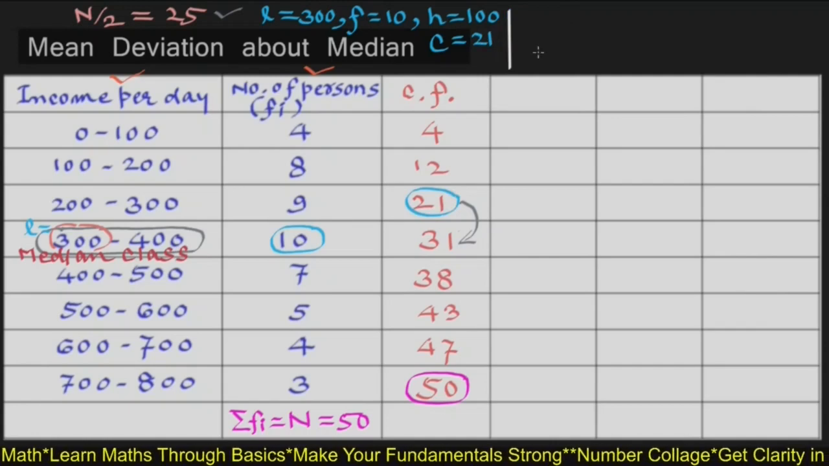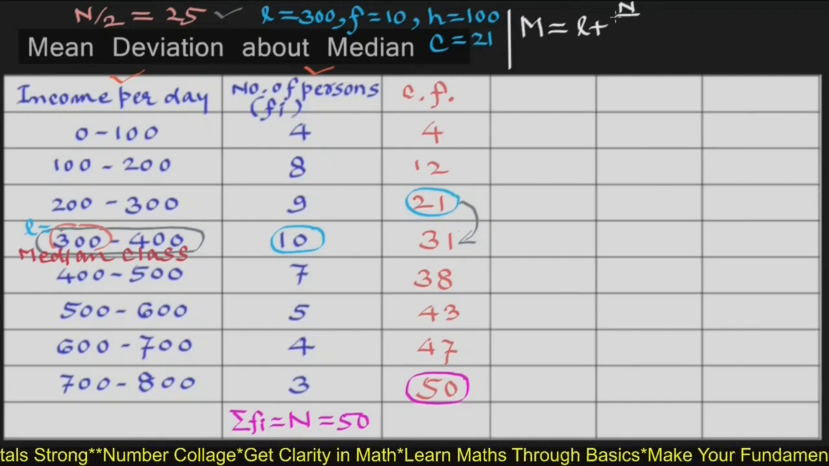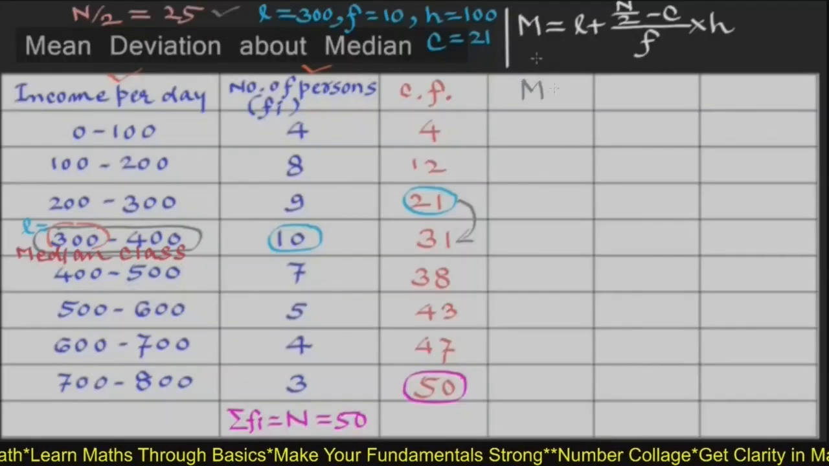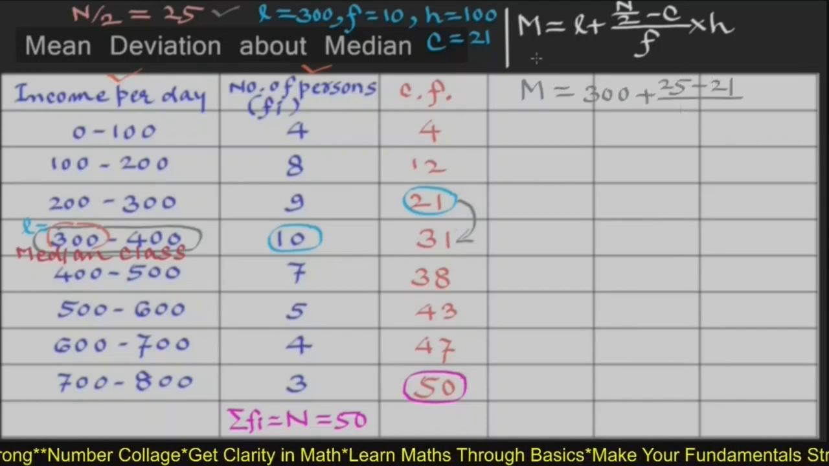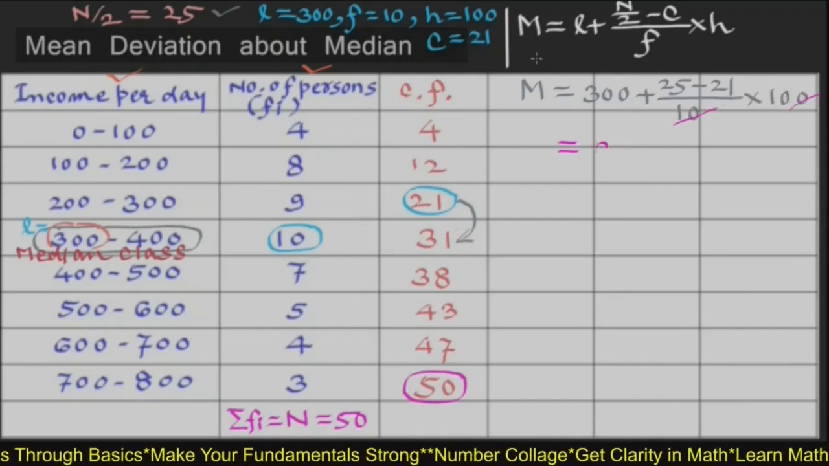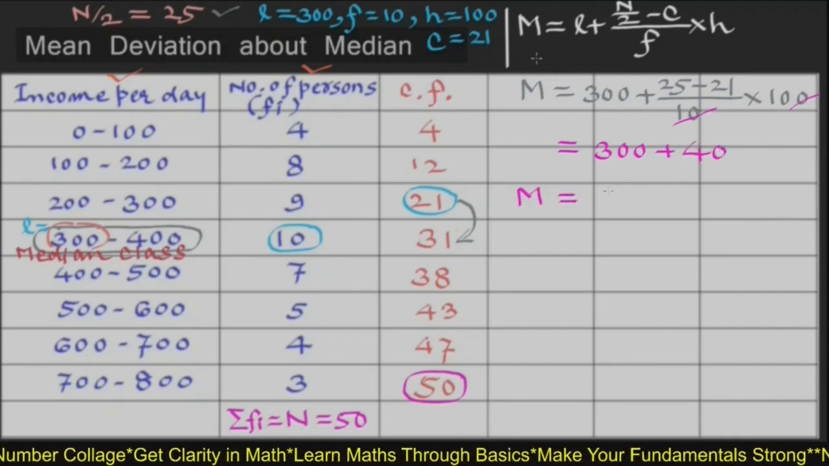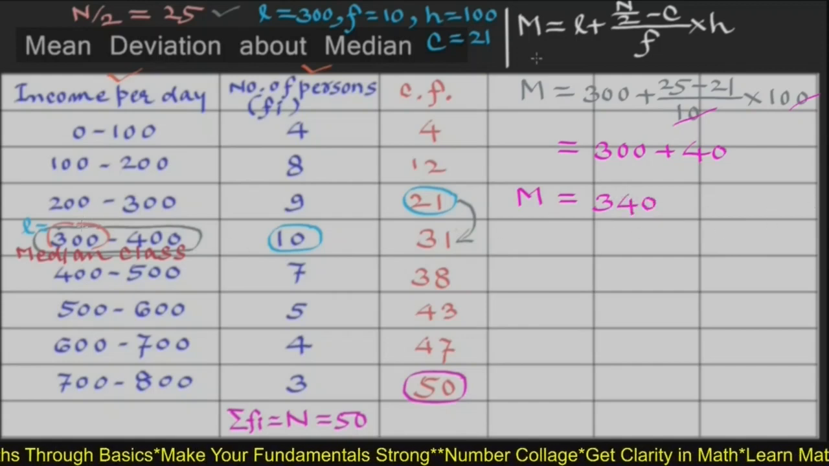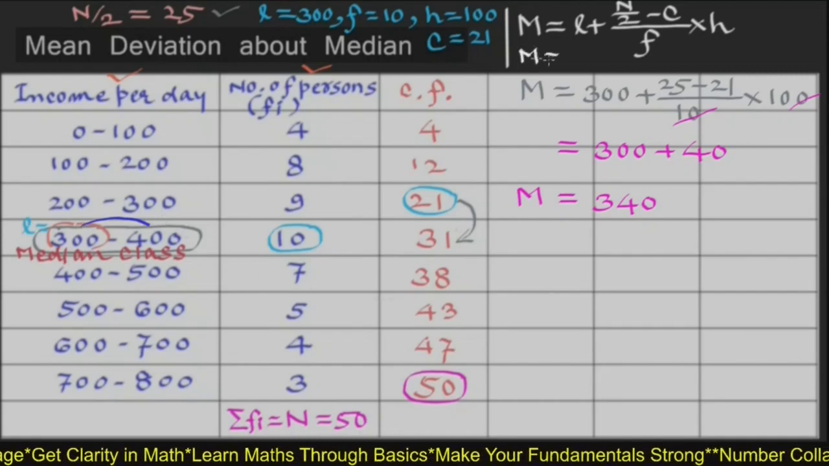Now we will calculate the median M given by the formula L plus n upon 2 minus C upon f into h. So median M will be 300 plus 25 minus 21 upon 10 multiplied by 100, cancelling 0. This will be 300 plus 4 tens are 40. So median M will be 340, which incidentally lies within the median class 300 to 400. So median M is 340.